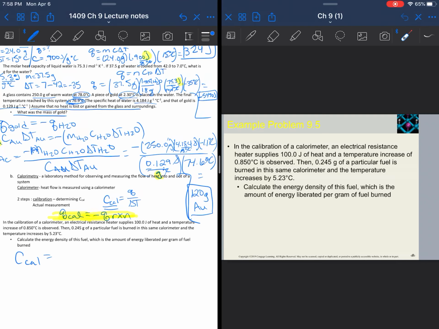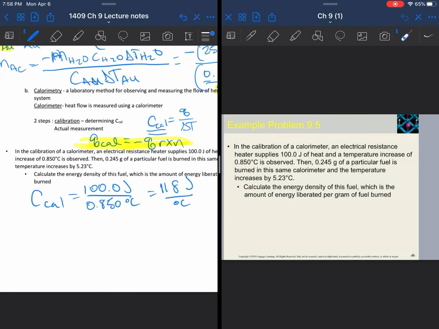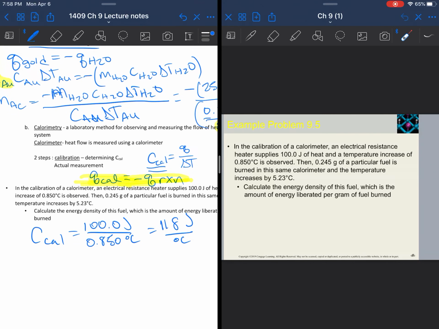So before we even approach the second half of the question, we can figure out C-cal. We know that when 100 joules of heat is applied, delta T increases, so it's a positive 8.5 degrees Celsius. So the calorimeter constant in this problem is 118 joules per degree C. That's going to be useful as we continue on with this problem.